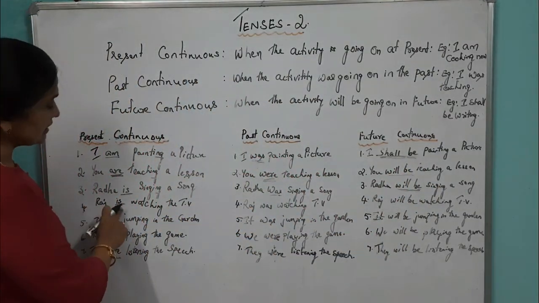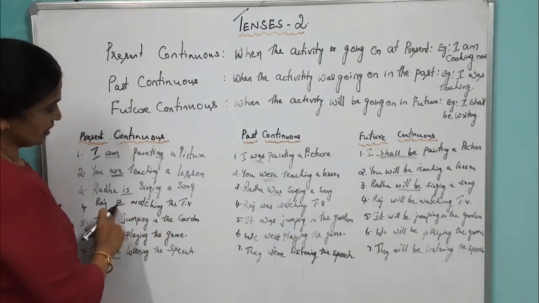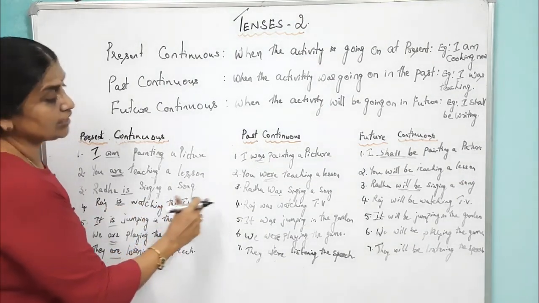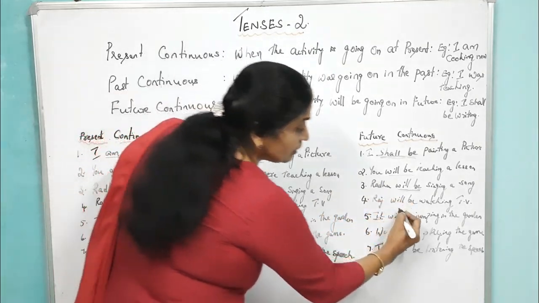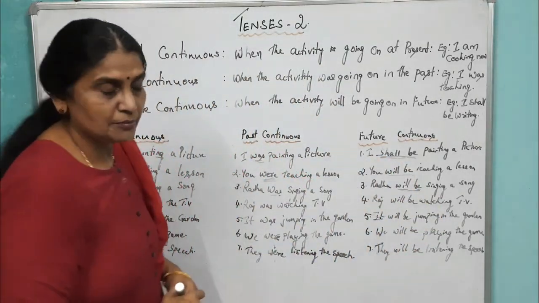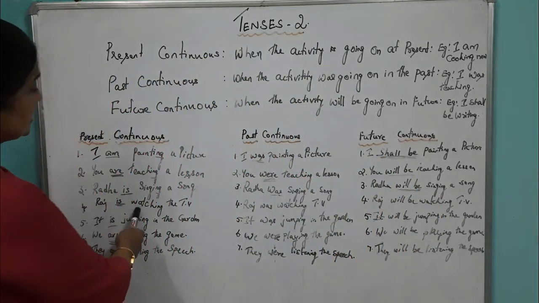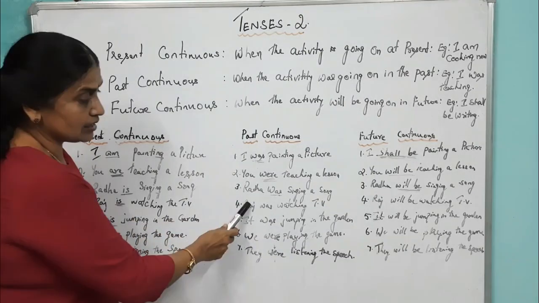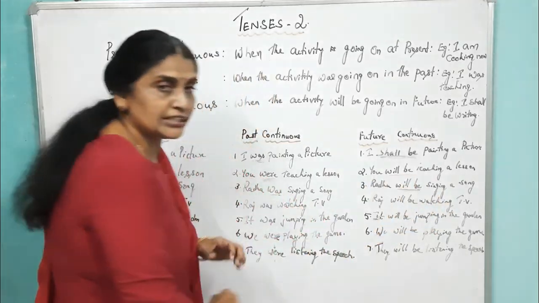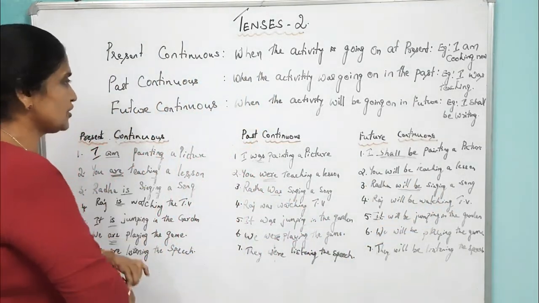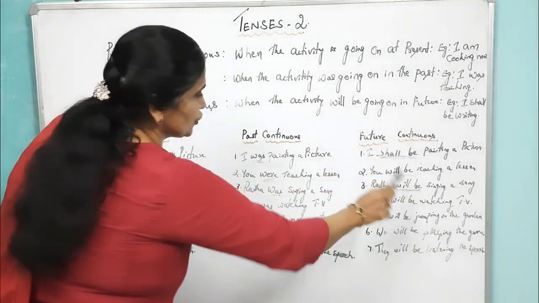Then Raj is watching the TV. Raj was watching the TV. Raj will be watching the TV. Are you able to understand? Raj is watching TV. Raj was watching TV. Raj will be watching TV. This is present continuous, past continuous, future continuous.